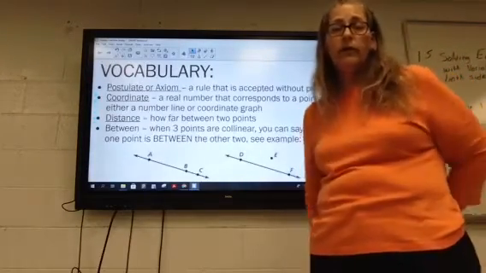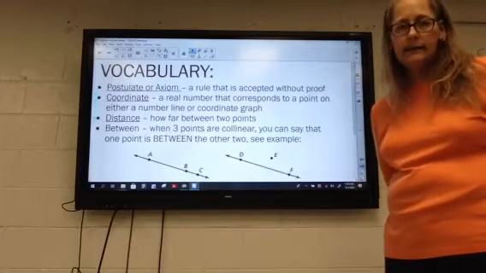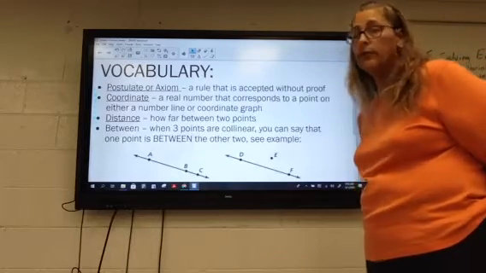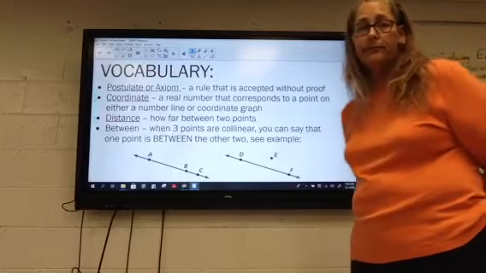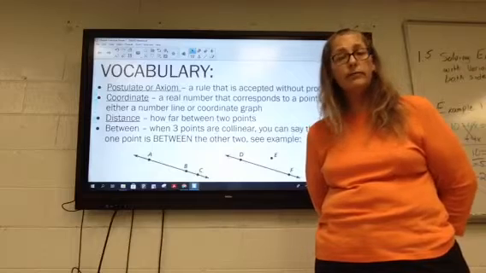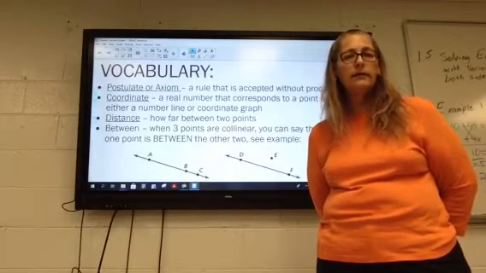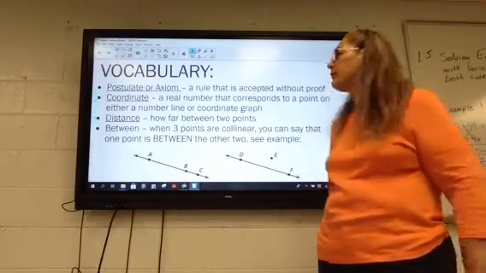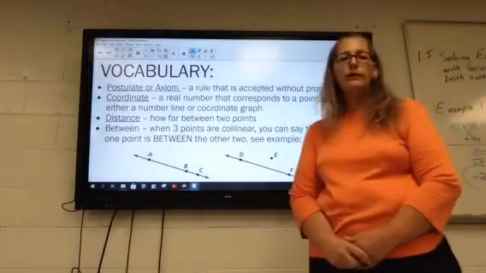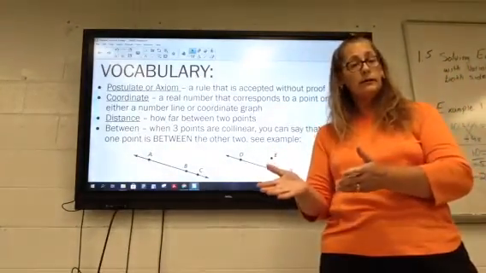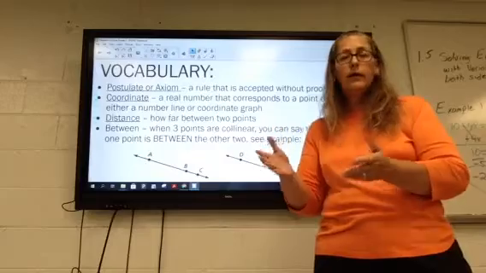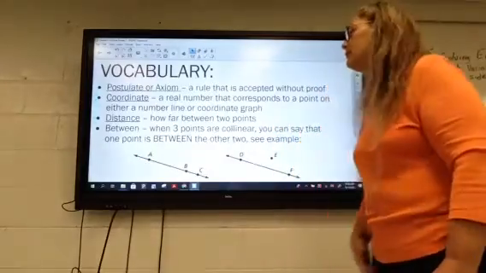Vocabulary. A postulate or axiom, depends on what book you use and who the teacher is, they'll use either word. A rule that is accepted without proof. Who named the days of the week, and why do we call the first day that we go to school Monday? I don't know, but it's accepted. That's what we do. That's a postulate. A coordinate is a real number that corresponds to a point on either a number line or a coordinate graph. We assign numbers. We say, okay, this is a 1, this is a 2, this is a 3. When you graph them, the first one is 1, second one's 2. We accept that. We go with it.